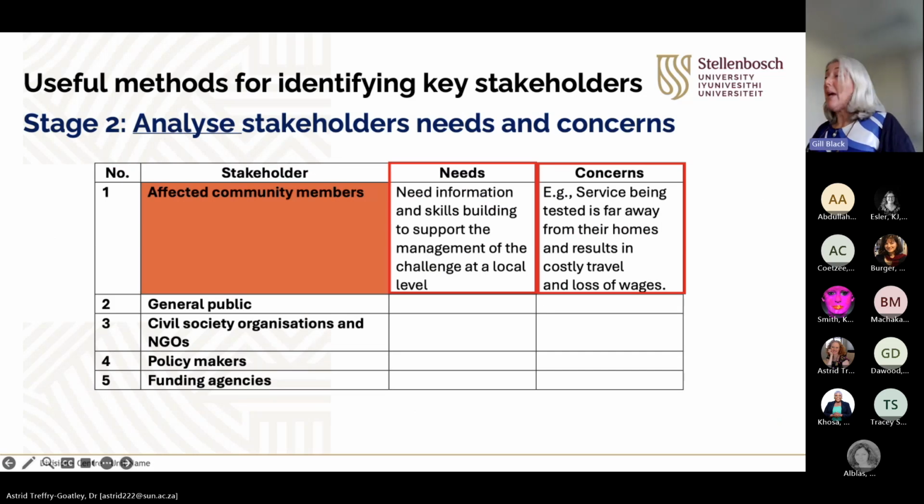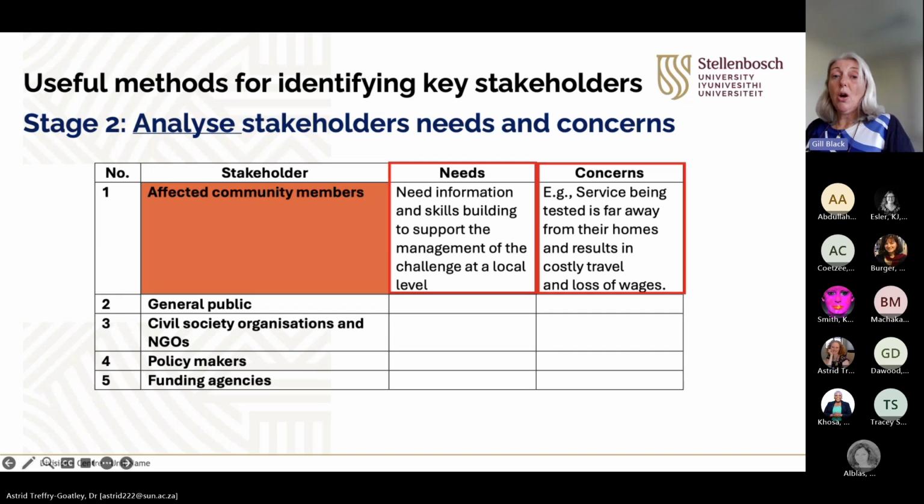So the next step, step 2, is to analyze. Once you actually have what you think is your full list of stakeholders that you want to engage in your research project or your research program, the next step is to analyze them, and analyze them specifically for their needs and concerns. So how can and how does your research project address their needs or concerns? Again, if we take affected community members as our first group of stakeholders in a research study, what do they need? Well, they need information and they need skills building to support the management of the challenge at local level. And what are their concerns?